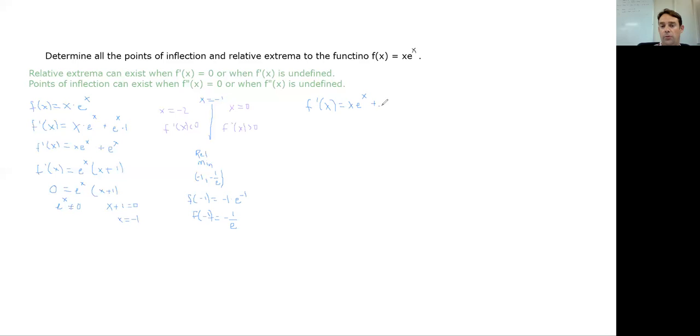So plus e to the x. There we go. So we're going to have to do a derivative again. And again, I have a product rule. We've already done this one, but just to reiterate, I have first times the derivative of the second plus second times the derivative of the first. And then I have this extra e to the x, because the derivative of this e to the x is just e to the x. So if we clean this up a little bit, I have x e to the x plus 2 e to the x.